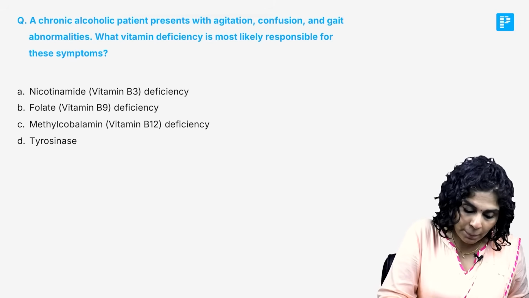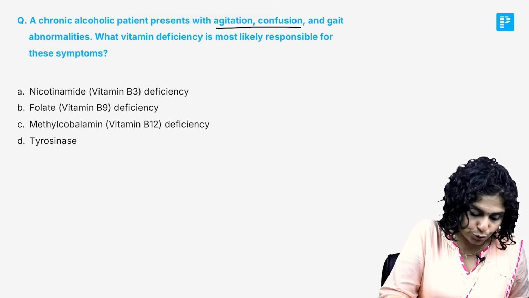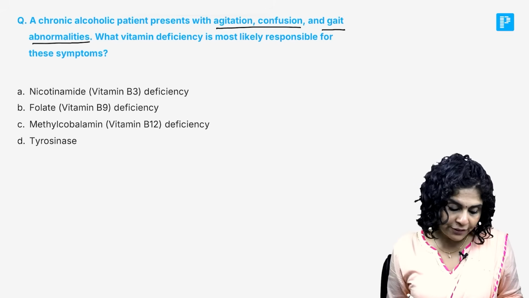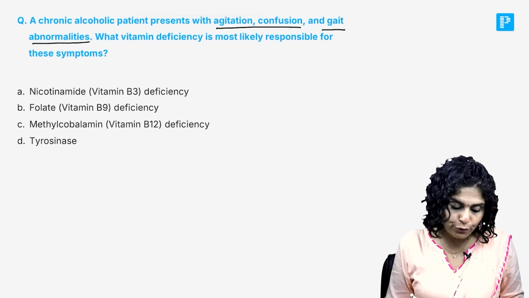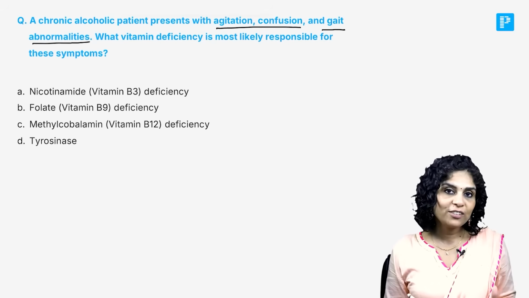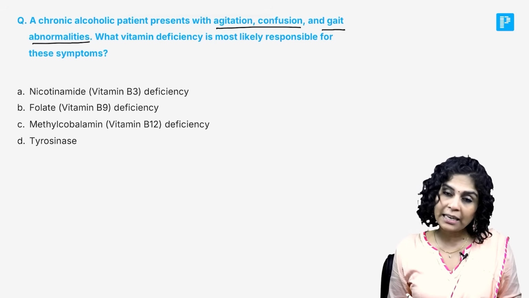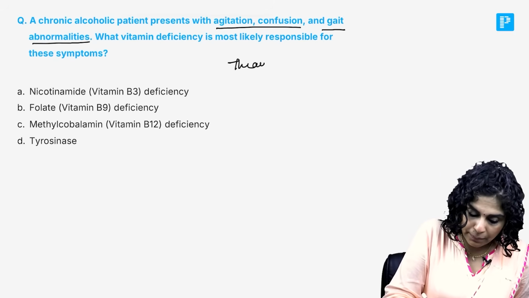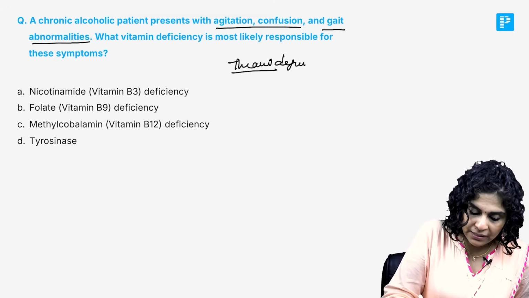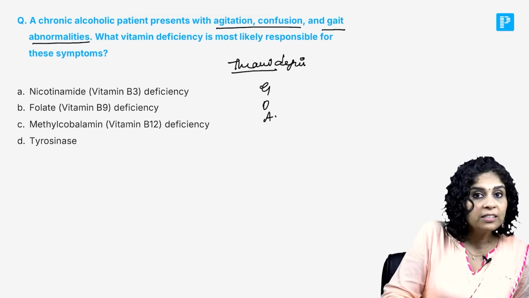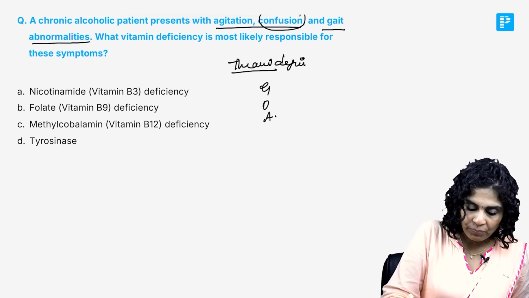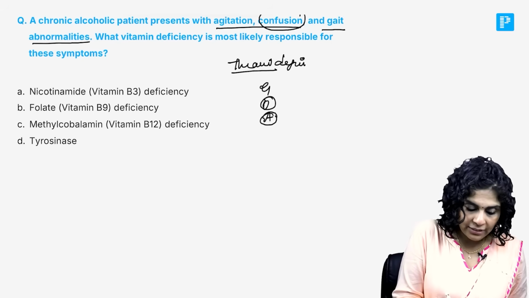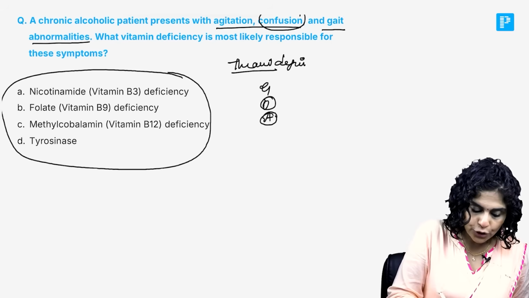A chronic alcoholic patient presents with agitation, confusion, and gait abnormalities. Okay, which vitamin deficiency is most likely responsible for these symptoms? The moment you read this question, you would think of thiamine. But do you see thiamine deficiency among choices? No. Even if there was thiamine deficiency, it presents with GOA. What does GOA stand for? Global confusion, ophthalmoplegia, and ataxia. Okay, but here you don't see any thiamine among the choices.